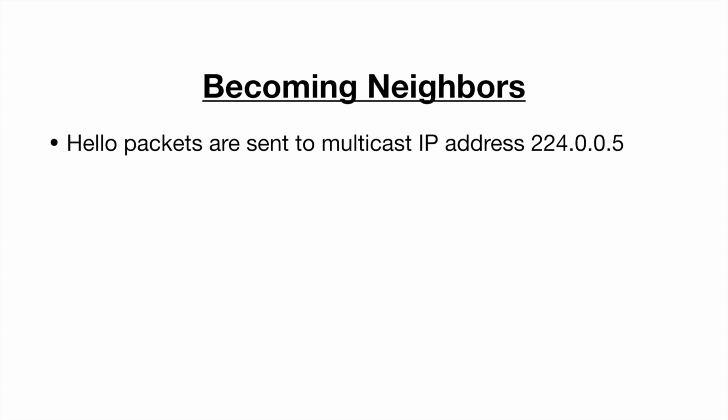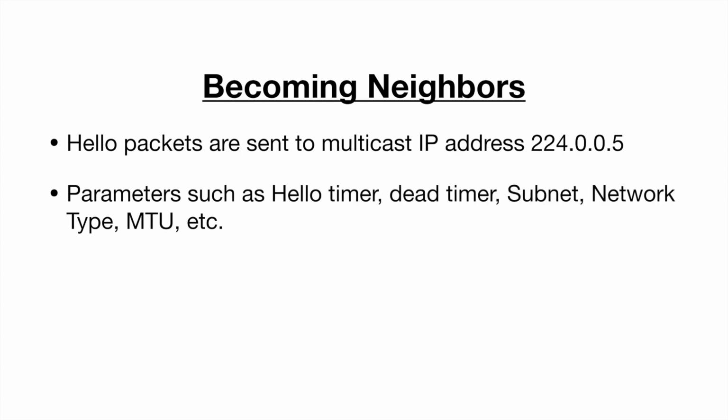Once the hello packets are sent, the routers check other parameters just to make sure we're on the same page. Parameters such as hello timer, dead timer, subnet, network type, MTU, etc. Those need to match. When you go outside and say hello to your neighbor, and your neighbor looks at you and thinks, I don't think that person is my type, I'm not going to be their neighbor, right? A similar concept here. Both routers need to have the same information, and they go through this checklist to make sure the other information matches as well. And if everything looks good, they can become neighbors.